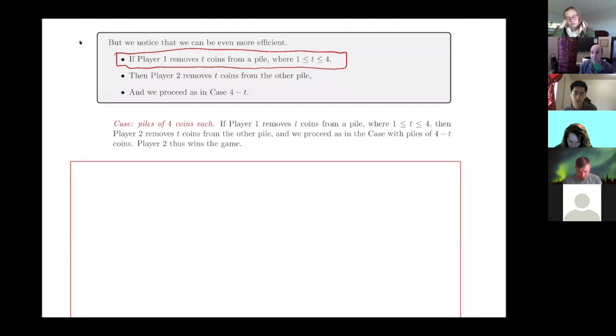So here's how we can state this a lot more succinctly. Player 1 removes t coins. Player 2 removes the same number of coins. Now we've got 4 minus t coins left in each pile, which we've proven player 2 has a winning strategy.